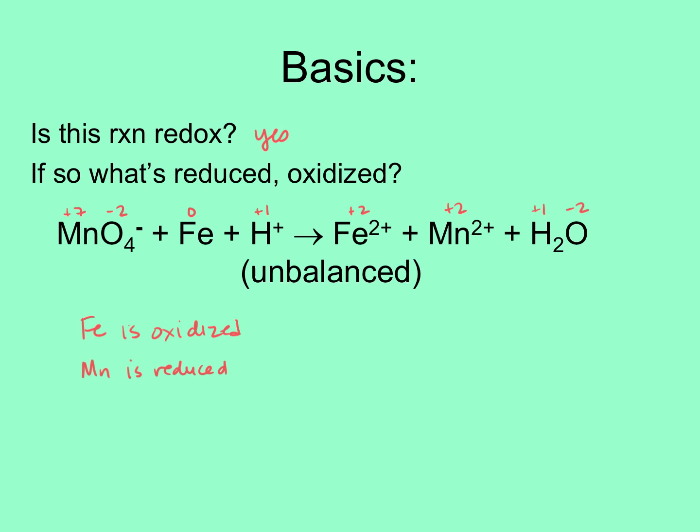Okay, and you might also want to remember the acronym OIL RIG, which means that oxidation is losing electrons, reduction is gaining electrons. So when the manganese goes from a +7 to a +2, it is gaining electrons, which have a negative charge. So we're saying that the electrons are being transferred from the iron atom to the manganese atom. That would be the case in a redox reaction.